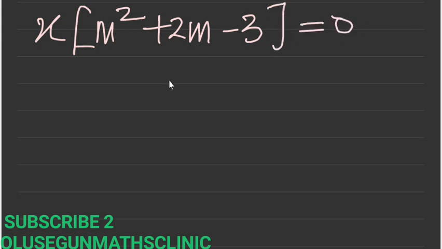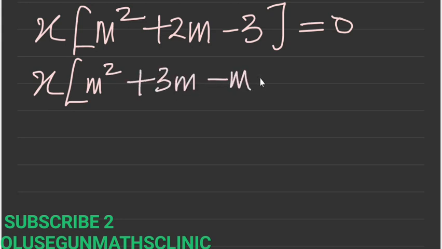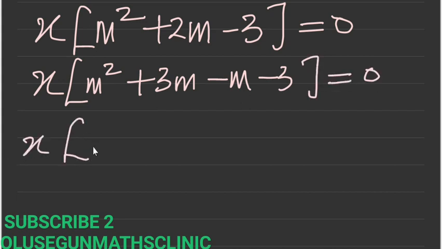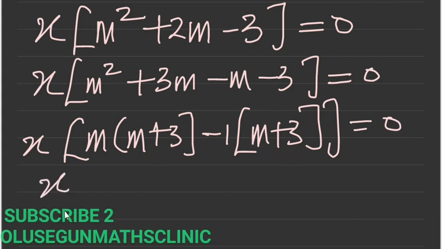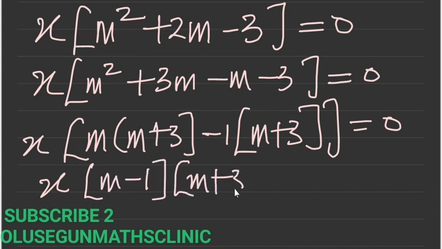By factorizing, plus 2m can also be written as plus 3m minus m. So we have x times m squared plus 3m minus m minus 3 is equal to 0. We factorize it out: m is common, we have m plus 3. Here, minus 1 is common, we have m plus 3. So we have x times m minus 1 times m plus 3.